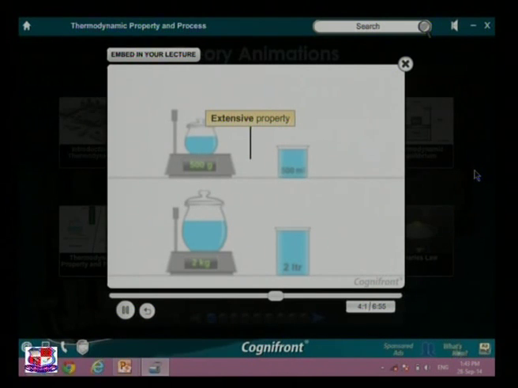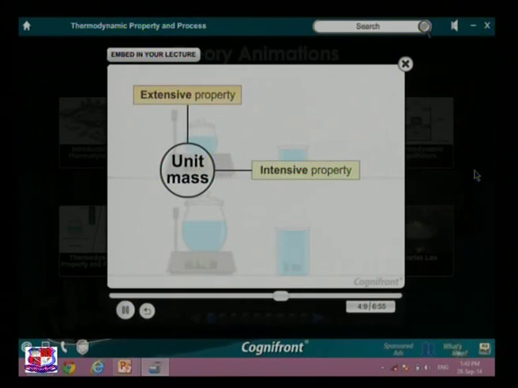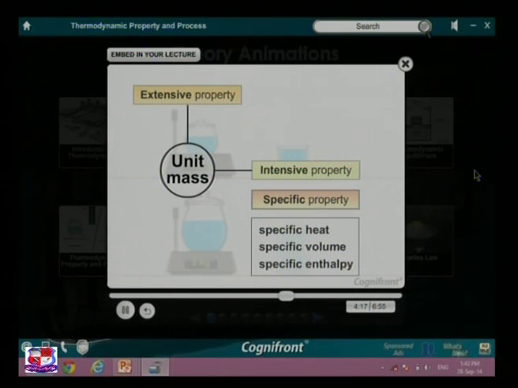Note that when extensive properties are estimated on the basis of unit mass, they result in intensive properties. These properties are known as specific properties. For example, specific heat, specific volume, specific enthalpy, etc.